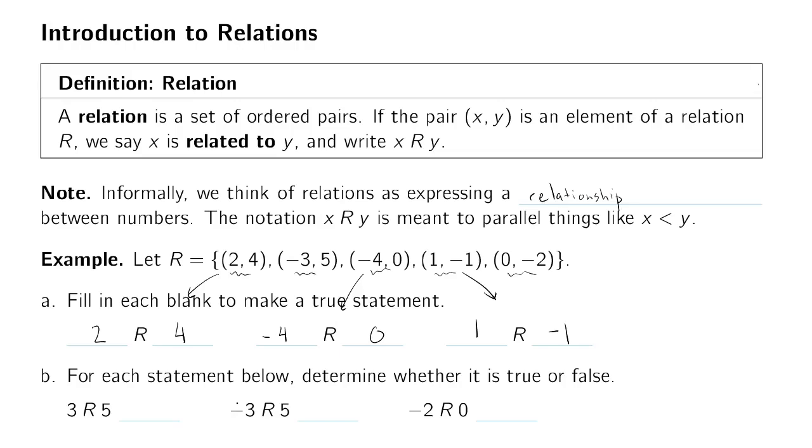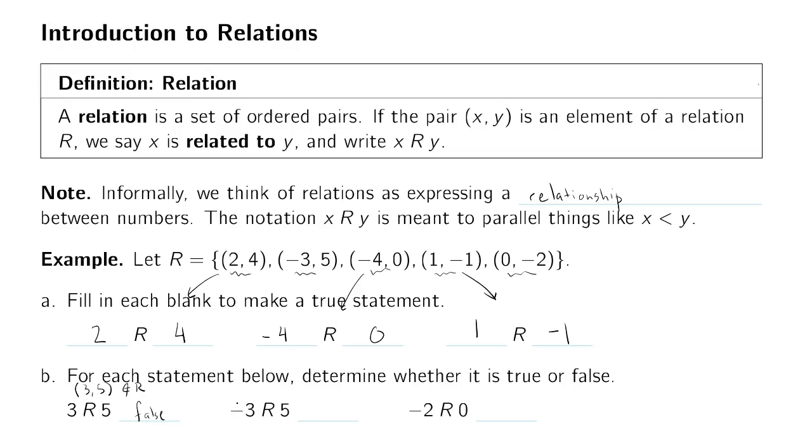And we think of that as a statement, right? So that's a statement that a pair is in our relation. We can think of these statements as true statements or false statements. So, for example, the statement 3R5 corresponds to the pair (3, 5), which, looking at R, is not an element. So the statement 3R5 is false.